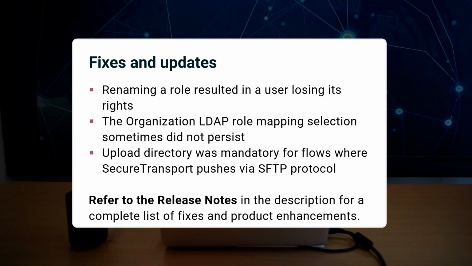Other critical fixes in this month's Flow Manager version are: renaming a role resulted in a user losing its rights. The organization LDAP role mapping selection sometimes did not persist, and upload directory was mandatory for flows where SecureTransport pushes via SFTP protocol. You can check the release notes in the description for a complete list of fixes and product enhancements.